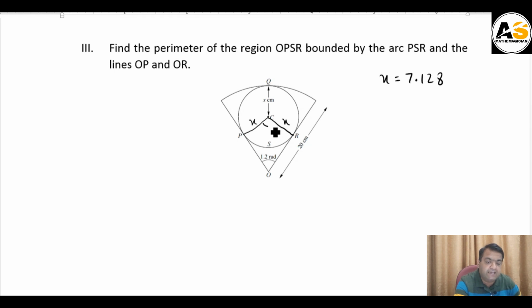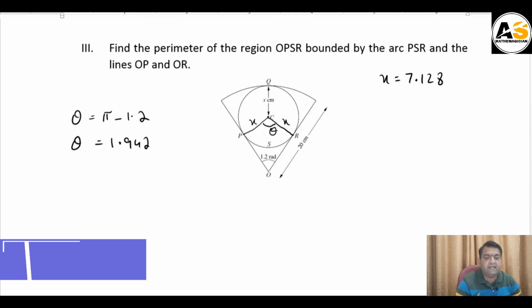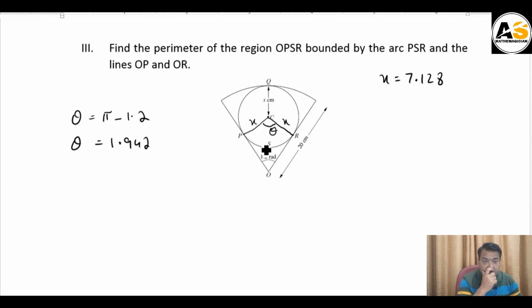Now this angle is, let this angle be theta. Theta is equal to pi minus 1.2. Pi minus 1.2 will be approximately 1.942. This angle PCR. Why I have calculated this angle? Because I want to calculate this arc length. Its radius is this, central angle is this. So arc length PSR will be equal to R theta.